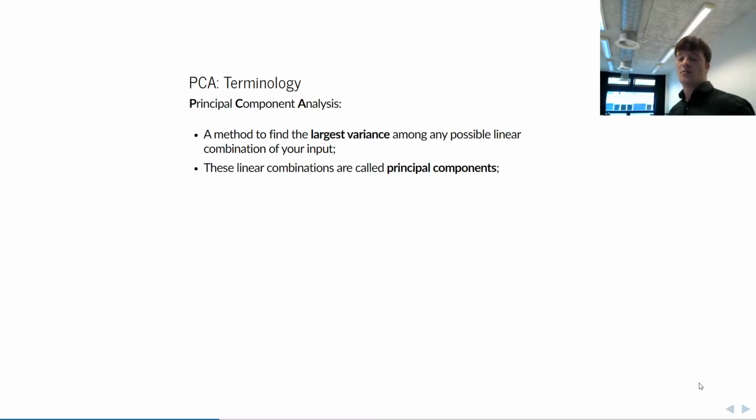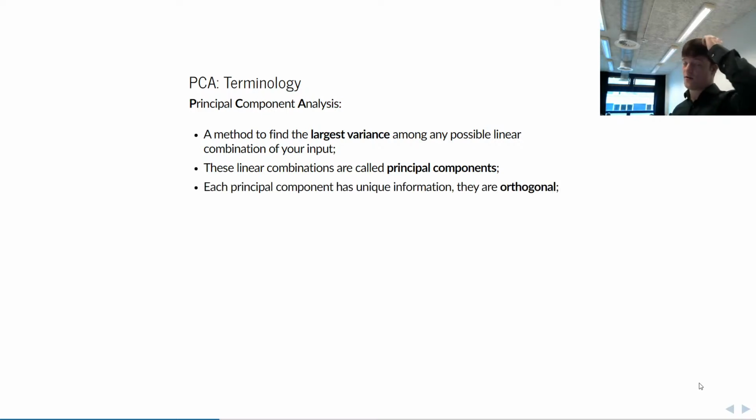Okay. These linear combinations are called principal components, and a very important property is that they are orthogonal. So that means they carry unique information. So the first principal component will have the largest variance in your data set. The second one is perpendicular to it. So it describes different information in your data. Yeah, because you can be more to the left or more to the right. That says nothing about how high or low you are. So it's important to note that they carry unique information.